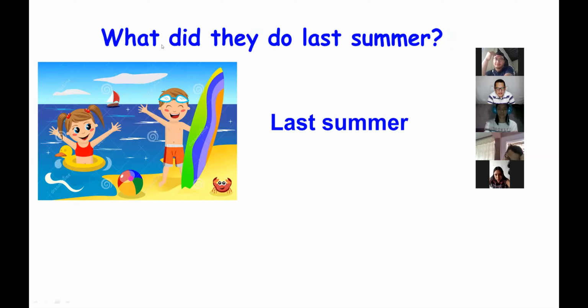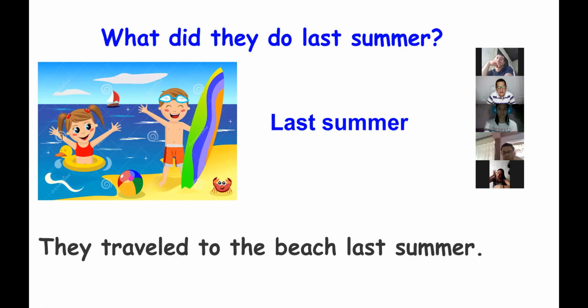Okay. What did they do last summer? Look at the kids. They went to the beach. However, in my example, I have the verb. It's okay because you use they went. That's fine. That's perfect. In this case, because I am practicing the regular verbs, I use traveled. They traveled to the beach, but you can say they went, of course. That is correct. They went to the beach.